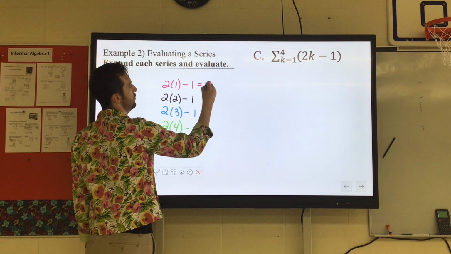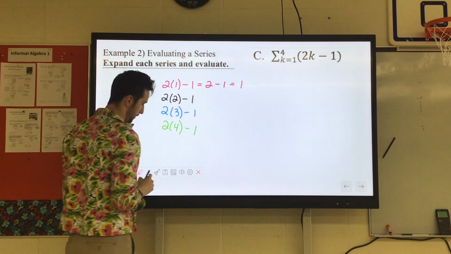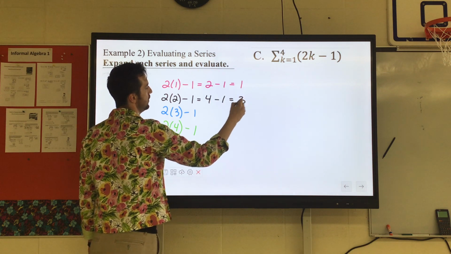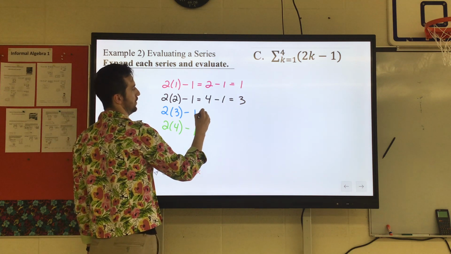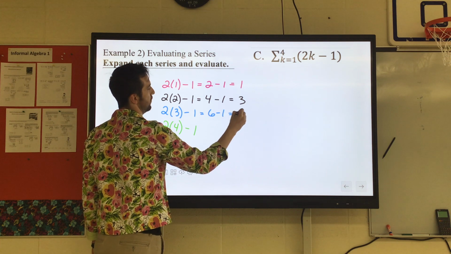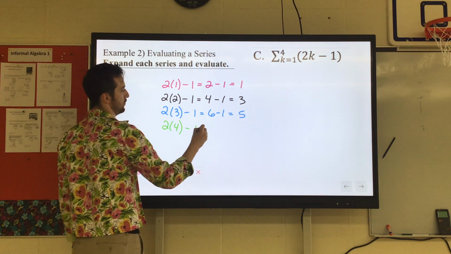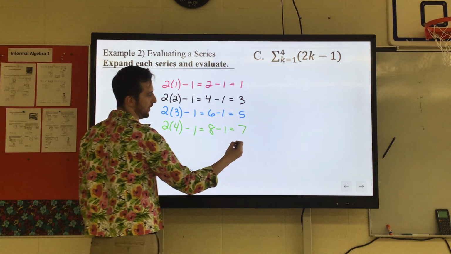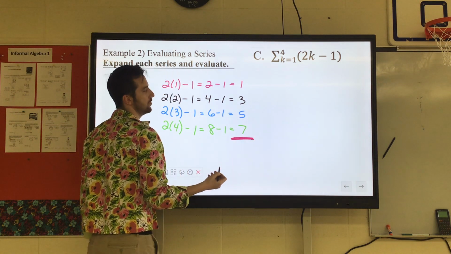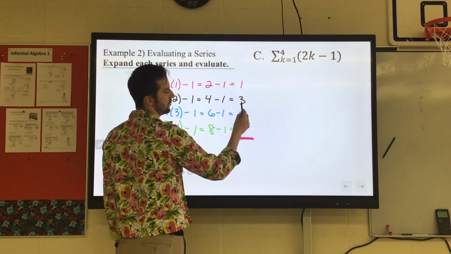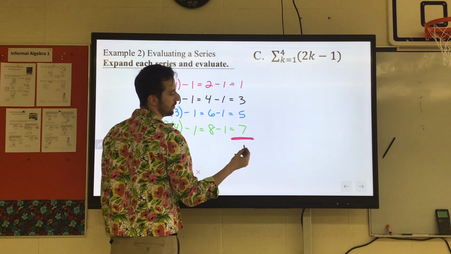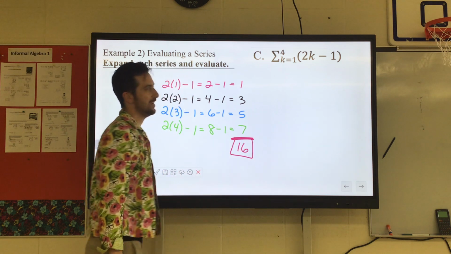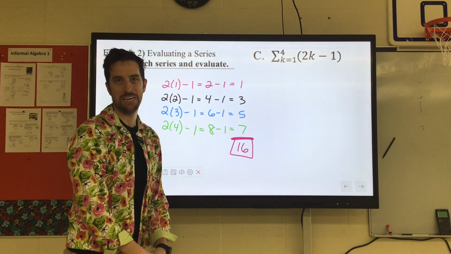2 times 1 is 2, minus 1 is 1. 2 times 2 is 4, minus 1 is 3. 2 times 3 is 6, minus 1 is 5. And 2 times 4 is 8, minus 1 is 7. And we're going to take these totals back here and add them together. So 7 plus 3 is 10, 1 plus 5 is 6, 6 plus 10 is 16, or you can add them whichever way you'd like. That's just what I did in my head.